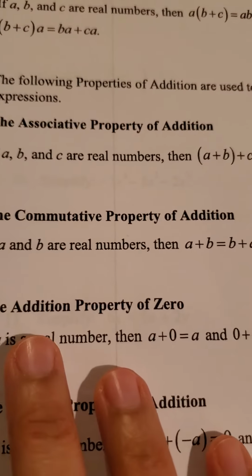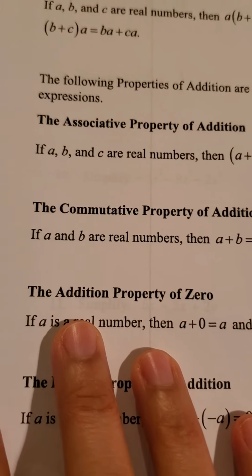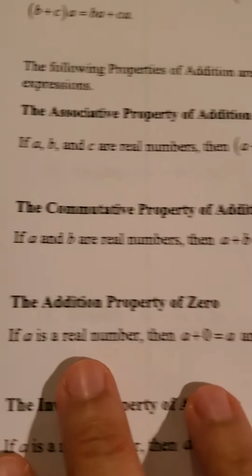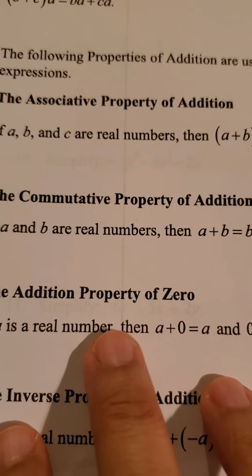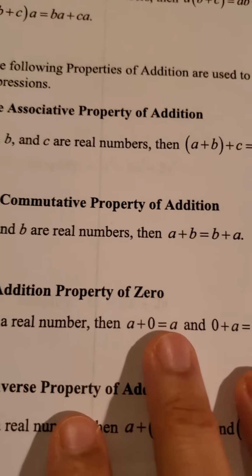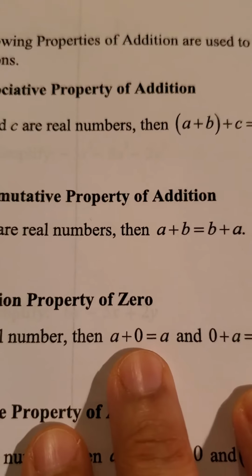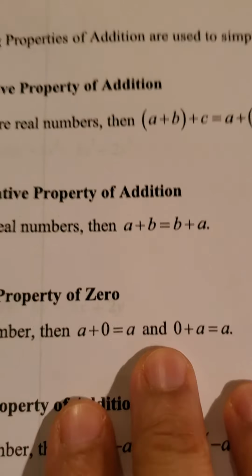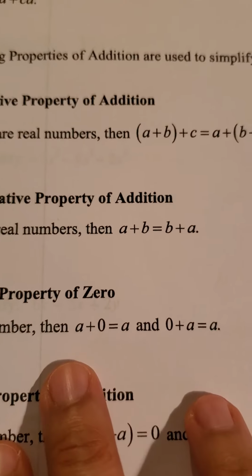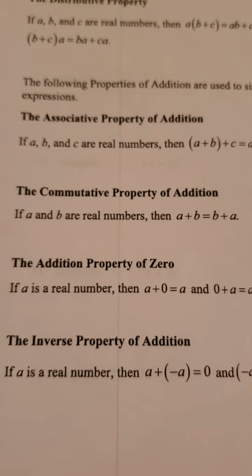Also, in keeping with the addition property, we learned in the multiplication property that a factor times 1 will give you back that factor. But for addition, it's called the addition of 0. The other one was called, I think, the property of 1 or something like that. Here, if you start out with a term and you add 0 to that term, you'll get back the same term. And of course, they show that it's commutative. So whether it's 0 plus A or A plus 0, you'll still get back that A.